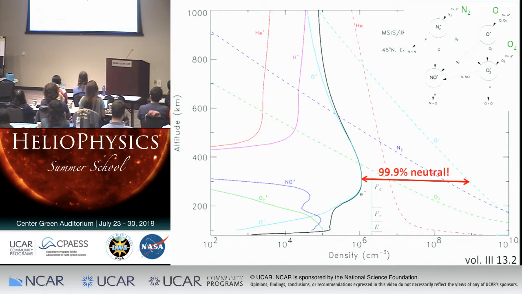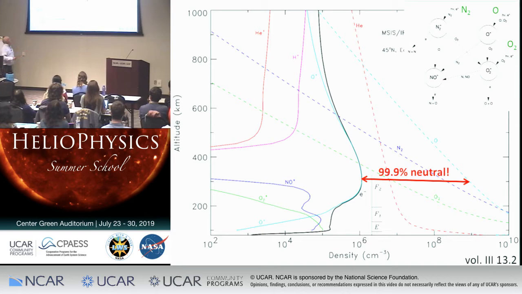So you can see, even at the peak, this balance between ionization and recombination is giving us basically something that is 99.9% neutral. Okay? So the ions are a very, very small component of this. For other species, the fraction is even smaller. But that is really what gives us the electrically reactive portion of the atmosphere. That's what we call the ionosphere. So it is actually sitting right in the thermosphere.